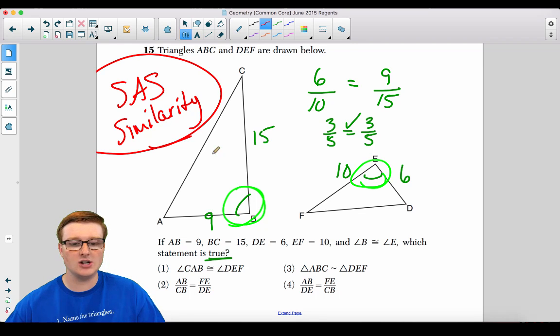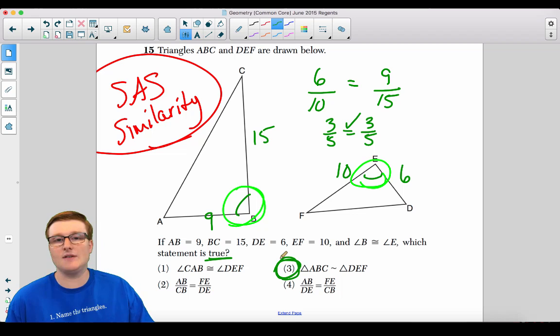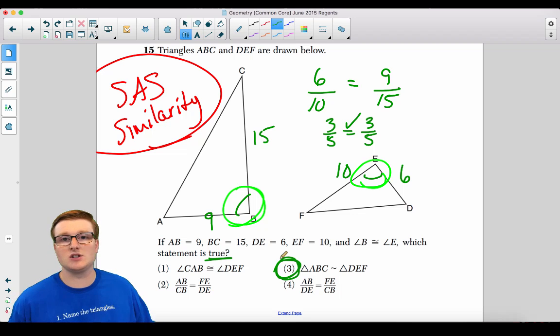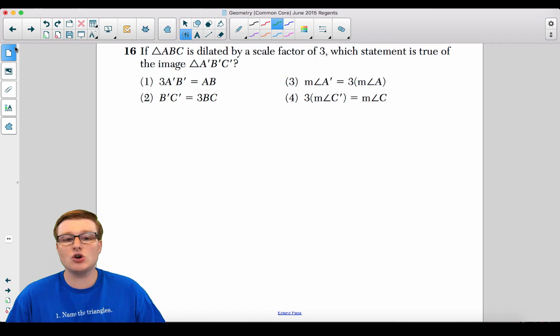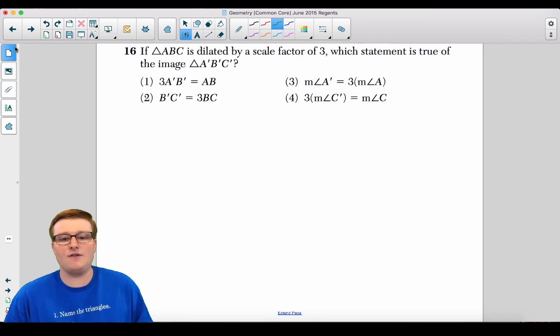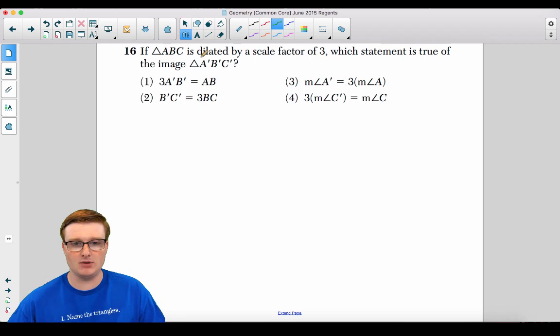Now, if we go back to the question, it's saying which statement must be true. Of course, it's going to be choice 3. Triangle ABC is similar to triangle DEF. That's all we know about those two triangles, and we know for sure that that can be proven. All right, 16. If triangle ABC is dilated by a scale factor of 3, which statement is true of the image triangle A prime, B prime, C prime?